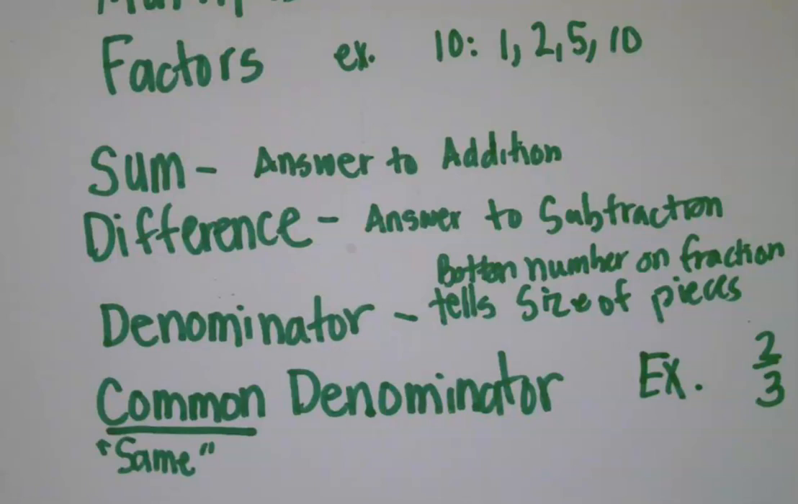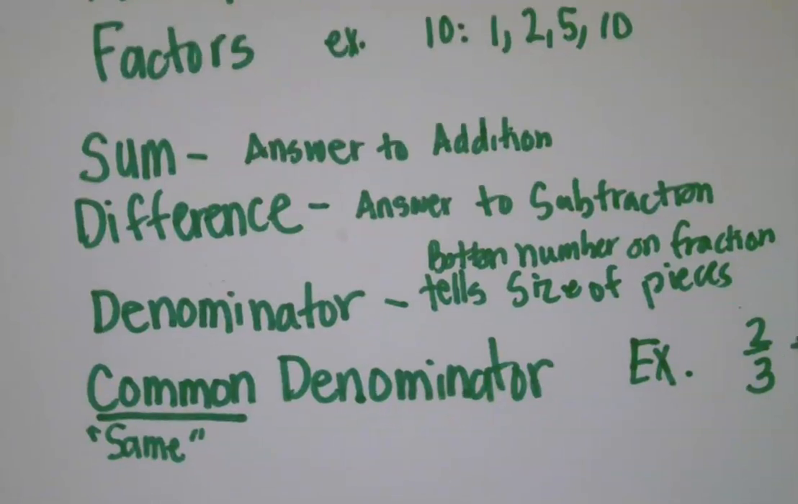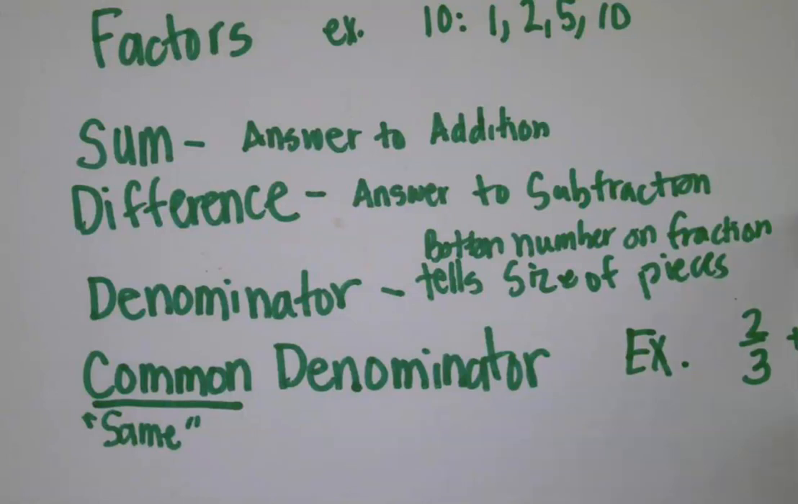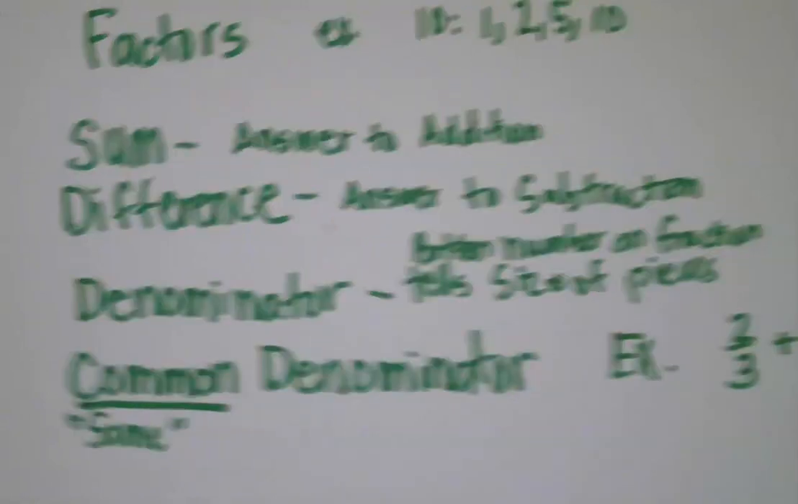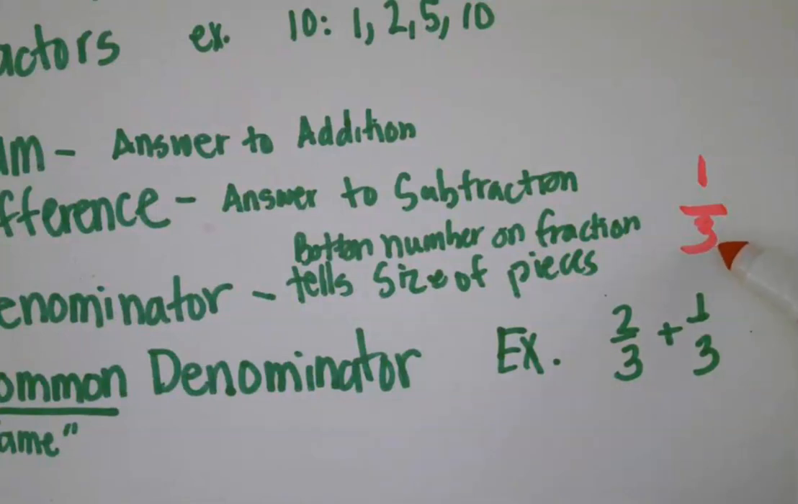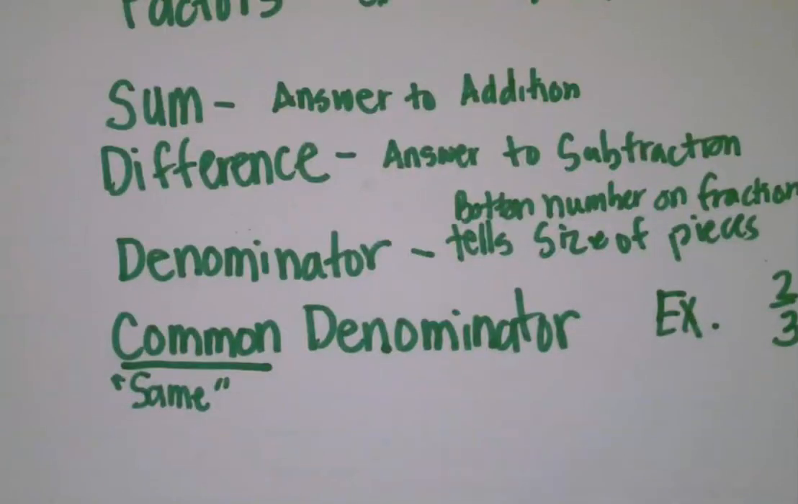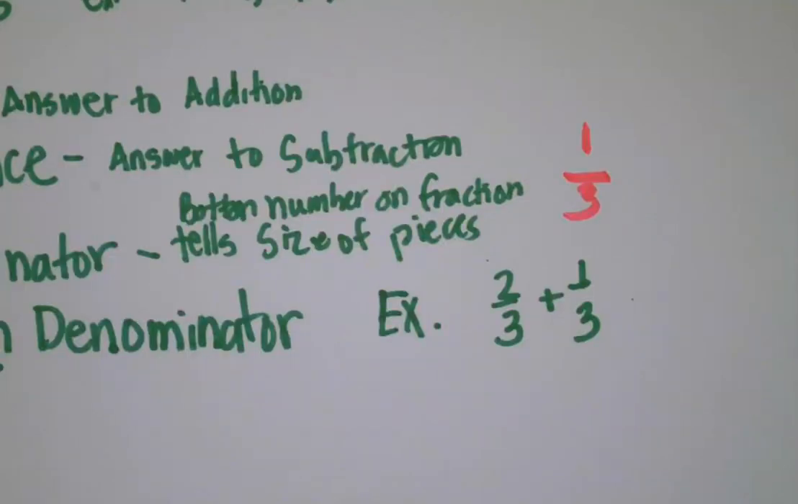And then we made sure that we understand what a denominator is. The denominator is the bottom number on a fraction, and the denominator tells the size of the piece. So the 3 would mean that the whole unit is divided up into 3 pieces. If we put the word common in front of the word denominator, then that just means we're talking about the bottom number, but we're talking about 2 or more fractions that have the same denominator. So they have the denominator in common. An example would be in this addition problem, both fractions have the same denominator, so they have a common denominator of 3.